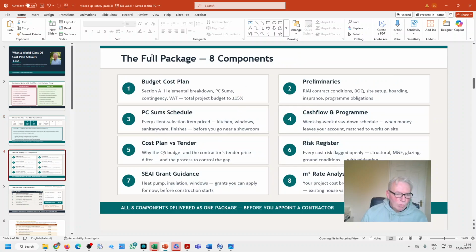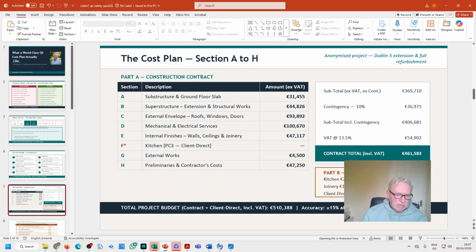So, what does my full package involve? Cost plan, PC sums, preliminaries, cash flow, cost plan versus tender later on, risk register, this is very important, grants information, and square meter rate. But as you can see, this is 1 of 8. For an awful lot of QSs, quantity surveyors, this is all you get. And this is not enough to be making life-changing decisions upon. Not enough. So you have the cost plan, you have all the different elements broken down.